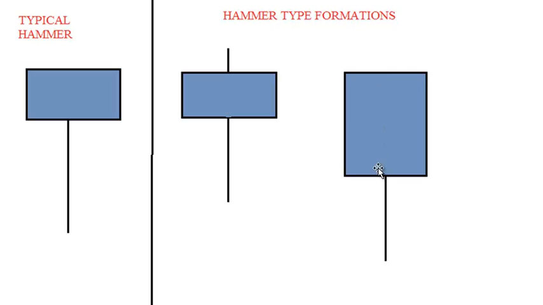So while this is an H, which is the height of the candle, the tail is also H. So this is called a hammer type formation. This one is called a hammer type formation. This one is called the hammer.